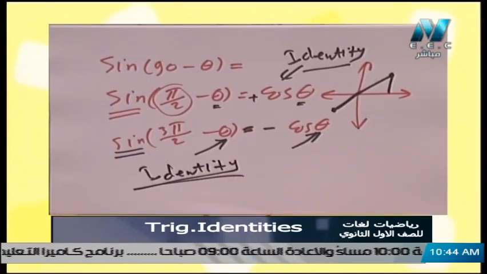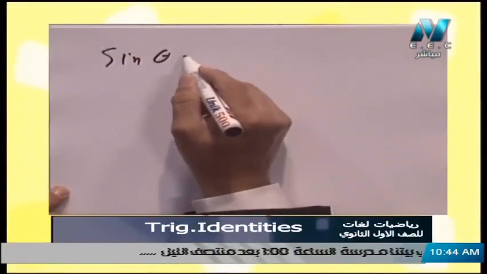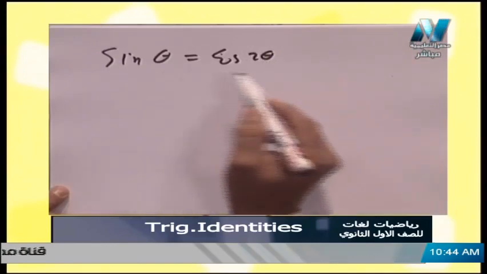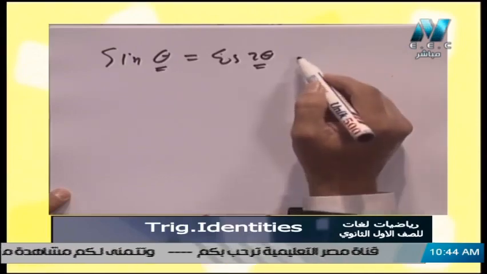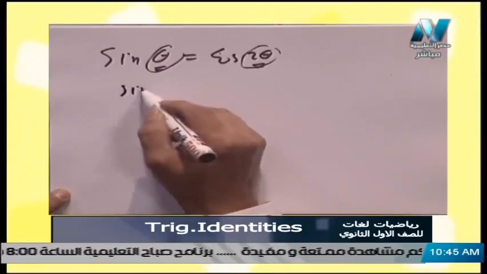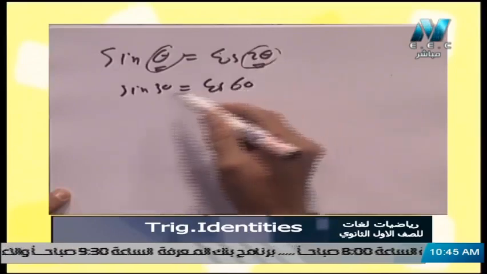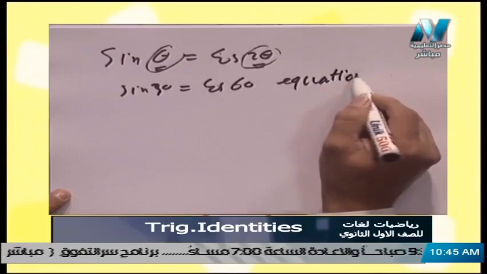We have here sine theta equal cosine 2 theta. Is it an equation or an identity? It's just an equation because it has a specific answer, as sine 30 equals cosine 60. This number is double 30. So it's an equation because they don't equal all the time.